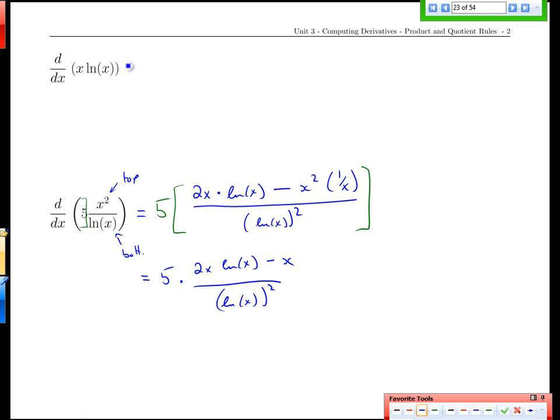All right, we'll do another quick practice here. Derivative of x times ln of x. This is a product. So we have the derivative of the first, which is 1, times the second, plus, for the product rule, the first times the derivative of the second. And the derivative of ln of x is 1 over x. And we can just tidy that up a little bit. X over x is just 1.